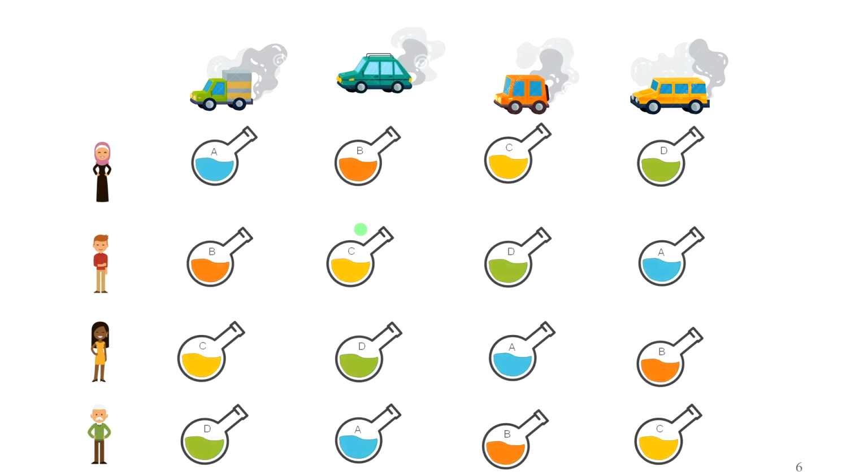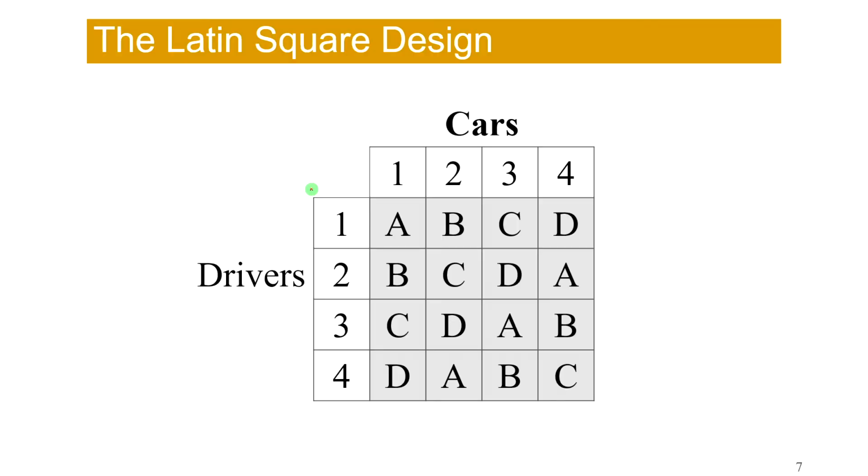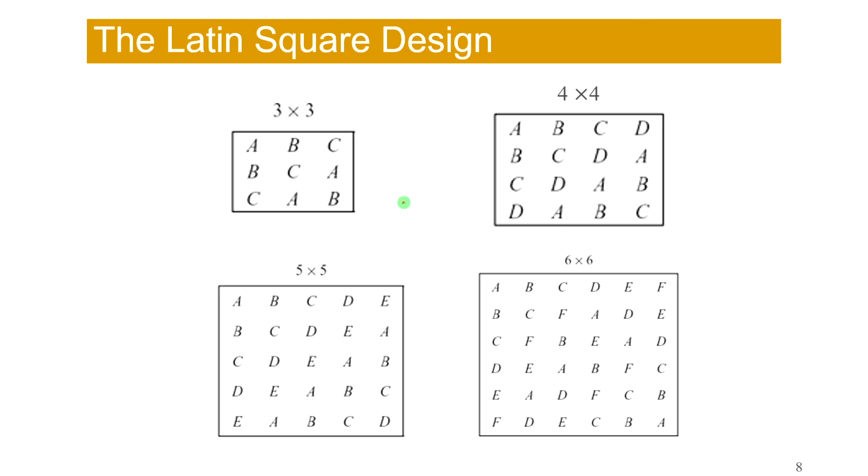Next, we will assign the treatments A, B, C, D, so each treatment appears once and only once in every row and every column. If we number the cars and drivers and put everything in a table, this design is a square arrangement with the treatments denoted by Latin letters A, B, C, and D. Hence, the name is Latin square design. This slide shows some examples of the Latin square design with 3, 4, 5, and 6 treatments. The Latin square design is used to block 2 nuisance factors of variability.